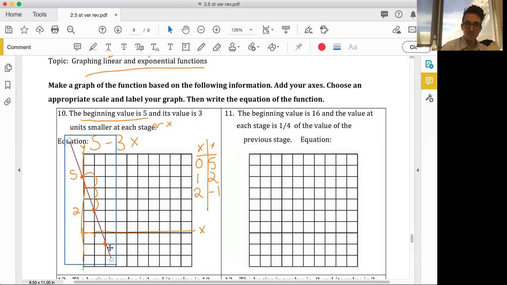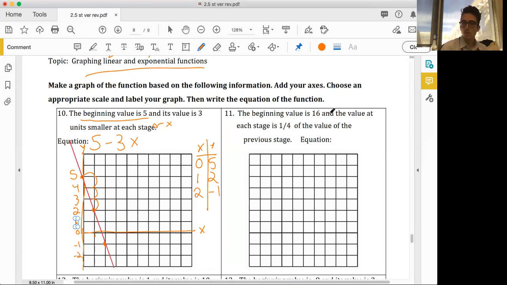Hey, now we're cooking. All right. I'm gonna actually let it hang off the graph because hopefully you understand that it could keep going and going. I'll even write this in 3, 4. This was 0, this was -1, this was -2.